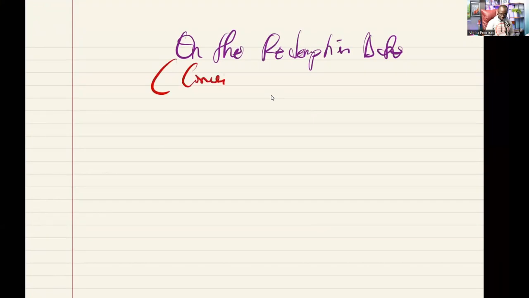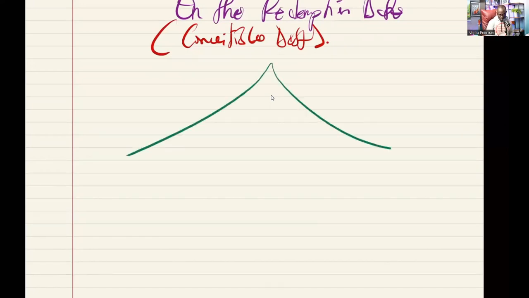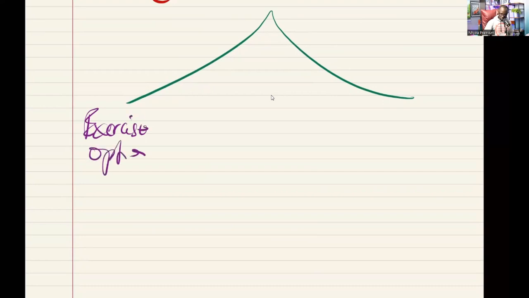On the redemption date, please, what we are doing here relates to the convertible debt. So on the redemption date, two things can happen. Either they will exercise the option or take the money and go away, meaning they will redeem the loan notes. So two options.